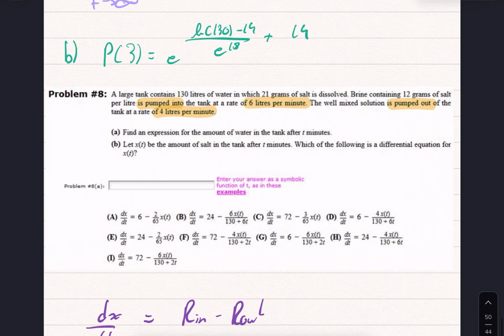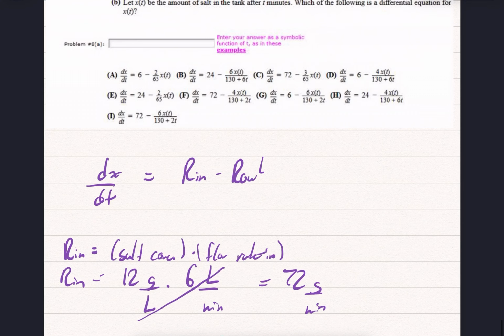The second part of the question is asking us, and the reason why I continue to do the integrating factor and all that stuff is because it's going to help us at question 8, and you'll see why, because it's related. Now, B asks us, let x at t be the amount of salt in the tank after t minutes. What's the following one? Okay. We already have this if we're smart enough. And we know that it's F, but why?